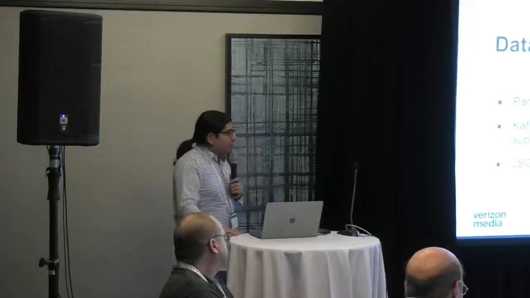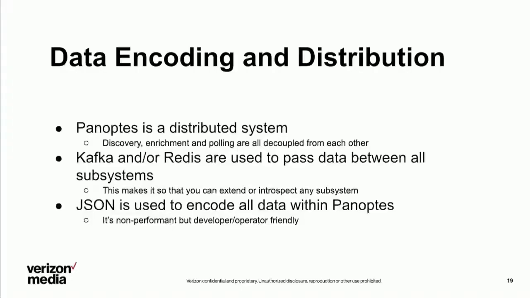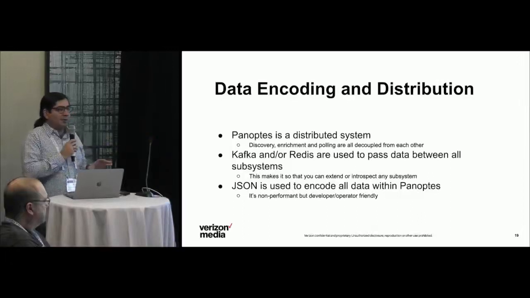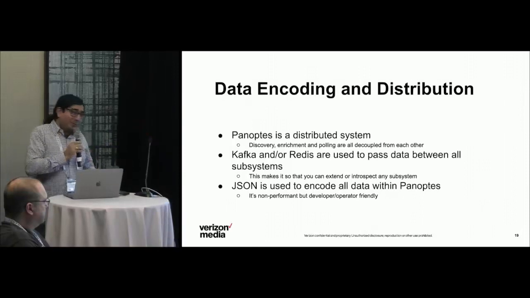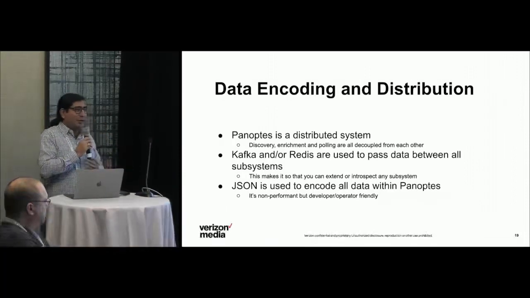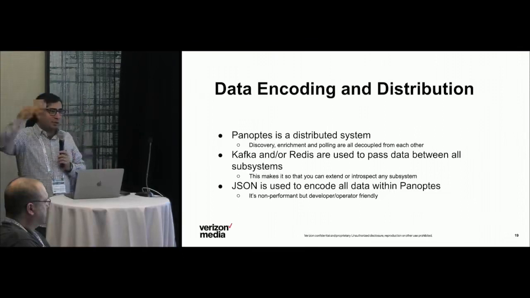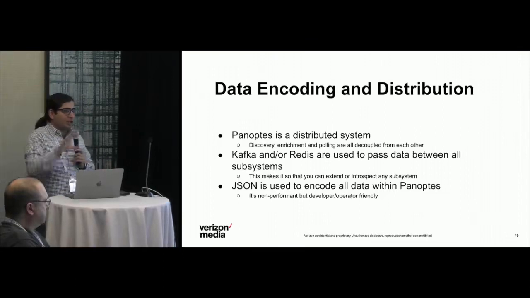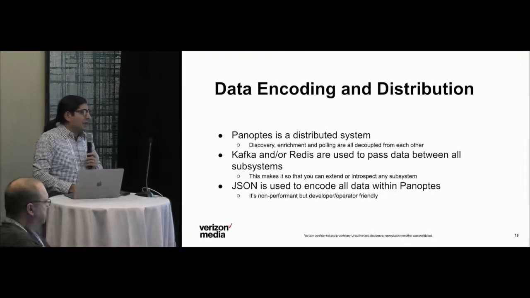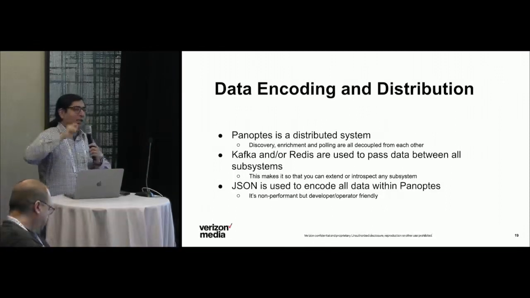The other aspect is data encoding and distribution. Day one, Panoptes was designed as a distributed system. It was not a single standalone system which was retrofitted to be distributed. What that means is that these three phases, discovery, enrichment, and polling, are completely decoupled from each other. They work at different paces. This can sometimes be difficult to wrap your head around. In the Docker container, James has written helper tools which can help you understand what stage the system is in right now, and there's documentation as well. But please be aware that things will not necessarily work exactly in a sequence because they're all decoupled.